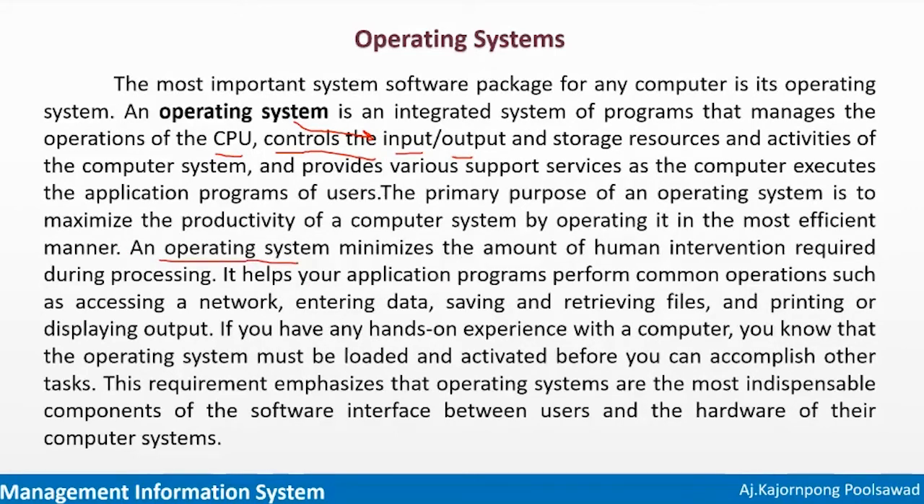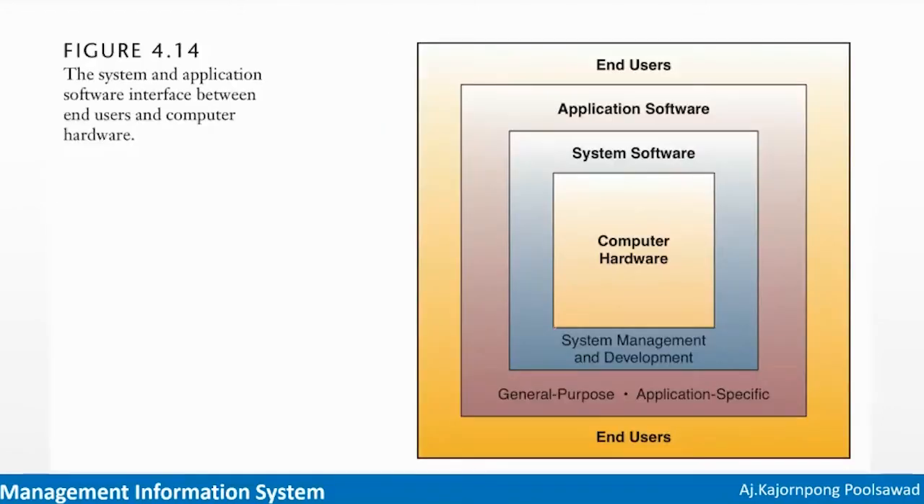The operating system minimizes the amount of human intervention required during processing. It helps your application programs perform common operations such as networking, entering data, saving, retrieving files, printing out, and so on. So the OS helps the end user. It helps communicate the activity of the end user through the hardware, so the end user does not need to do it. Okay, I want you guys to understand this one.